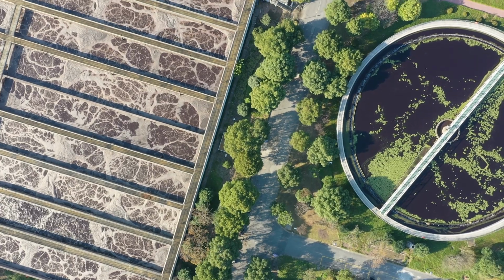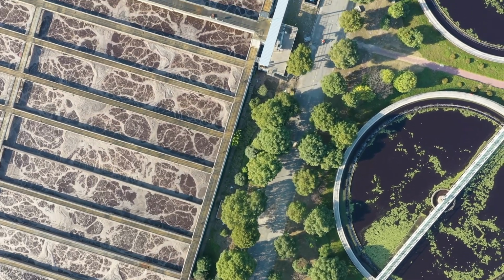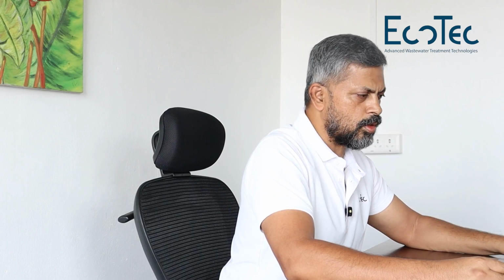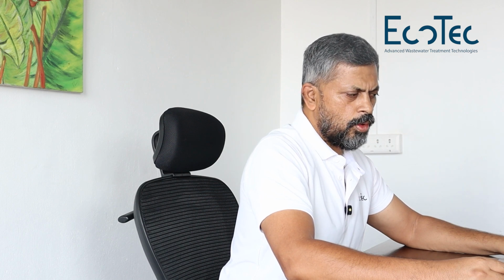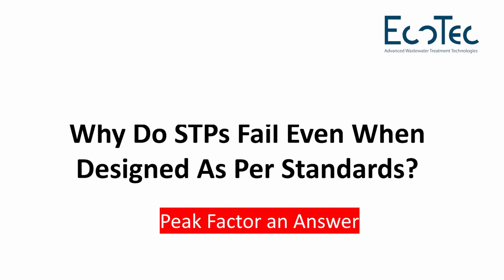Many sewage treatment plants are designed properly, but in operations they fail. We're going to see in a series of discussions, which is also going to be shown as a presentation here. Today we will see why many sewage treatment plants fail in design, and the factor that we are going to consider is peak factor. Let's see what peak factor is.